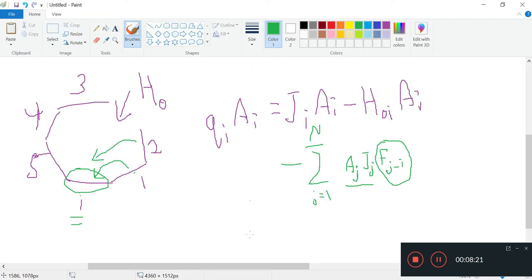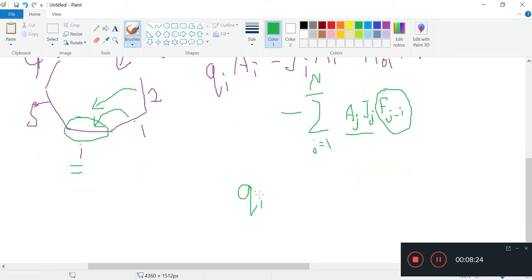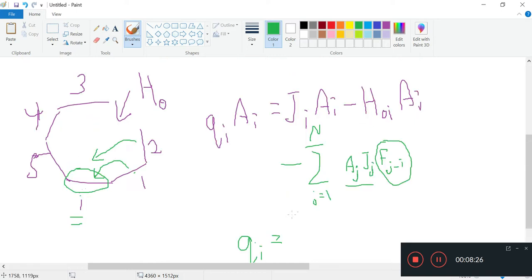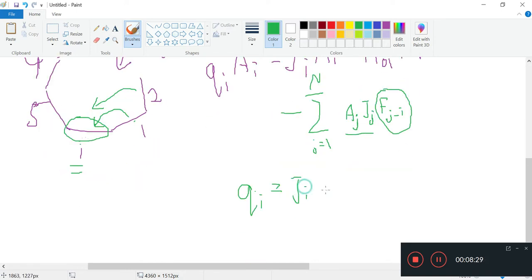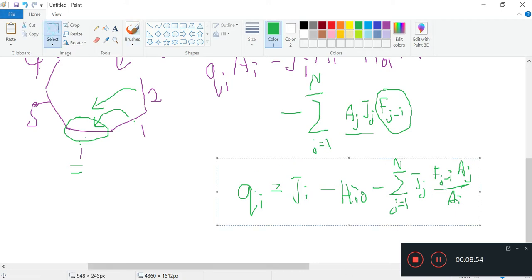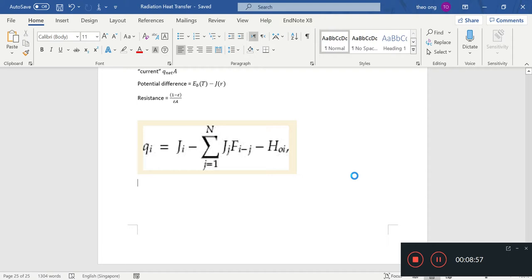Okay, so now we just divide everything by A_I. Divide everything by A_I, so you have J_I minus H_I naught minus summation from J equals 1 to N. So we'll have J_J, F_J to I, A_J over A_I. And lo and behold, we can use this reciprocity relation.